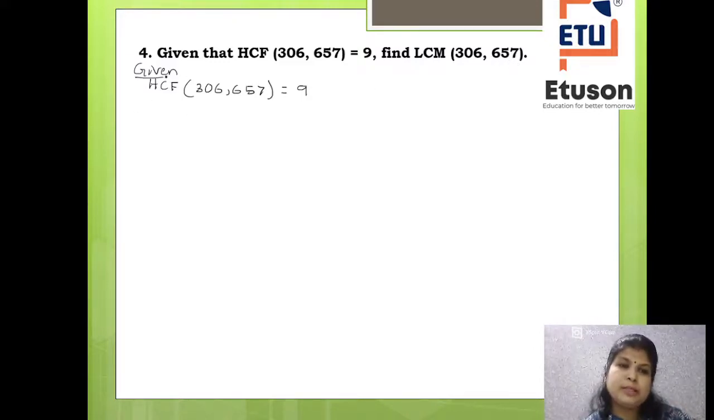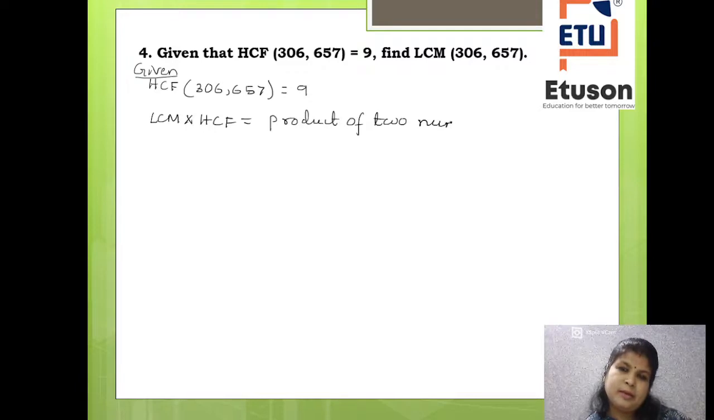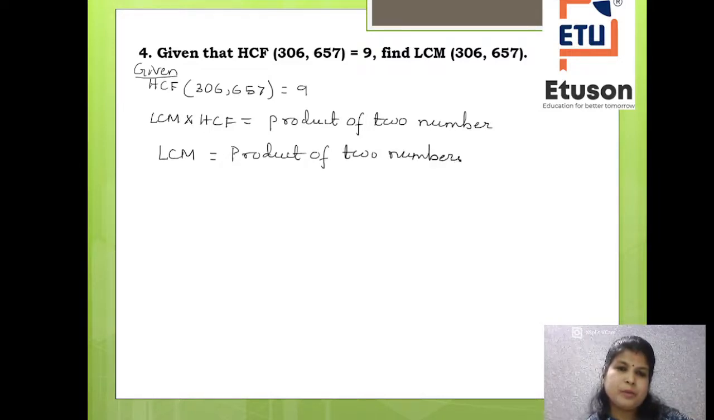So you know the relationship between HCF, LCM and the two numbers. That is, LCM into HCF is equal to the product of two numbers. इधर two numbers क्या क्या है? So here numbers are 306 and 657. So how you will get LCM? LCM is the only thing which is unknown to you. So it is nothing but equal to the product of two numbers divided by your HCF.